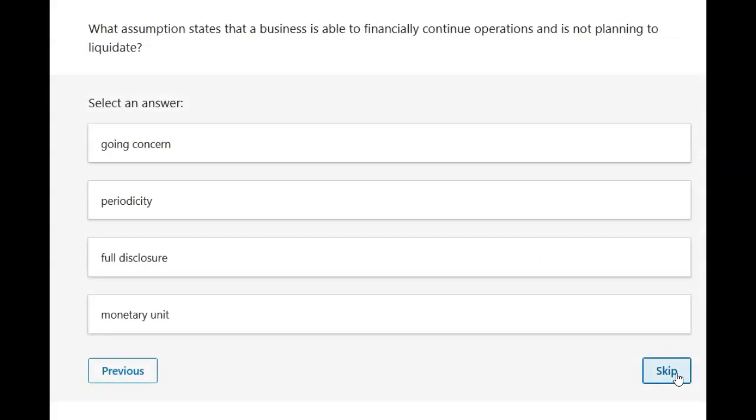This will be our last question. What assumption states that a business is able to financially continue operations and is not planning to liquidate? Well, this is called the going concern assumption, which assumes that the company will exist long enough to achieve its goals and objectives. Okay, we're going to go with going concern.